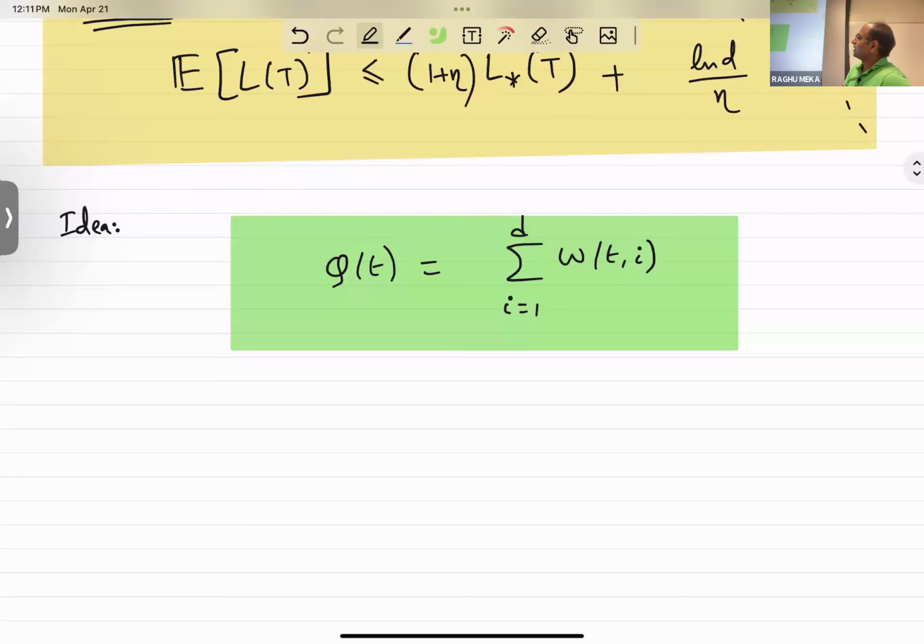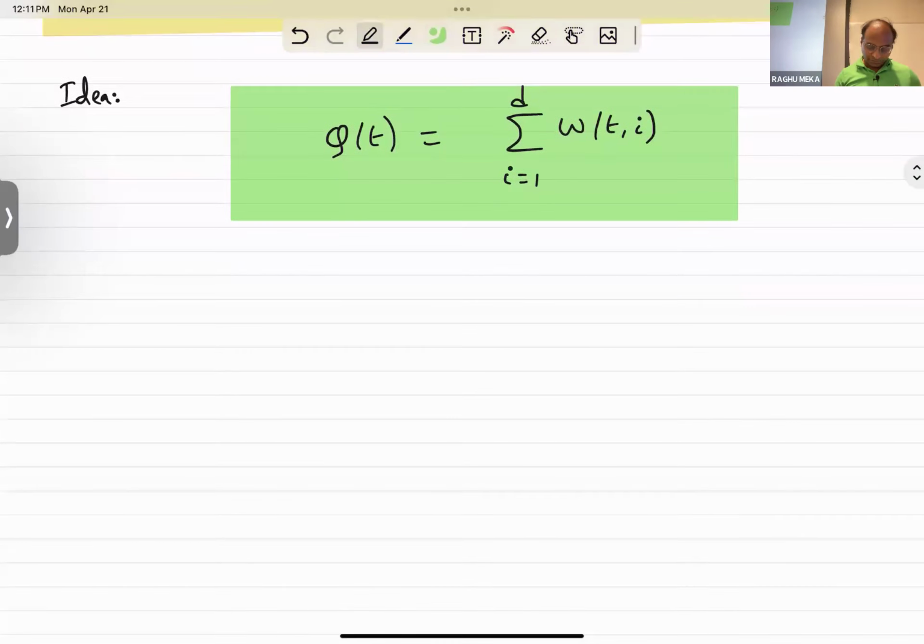Okay. So just add up all of the weights. If all of the experts are very, very wrong all the time, then these weights should be very small. So the potential would be very low. All right. And then we just have to go through the calculations of how the weight updates and so on.